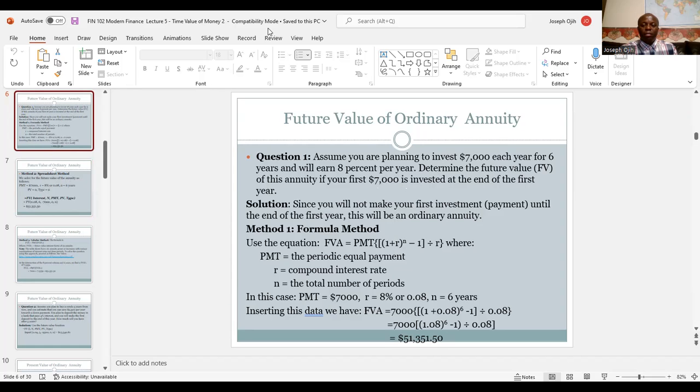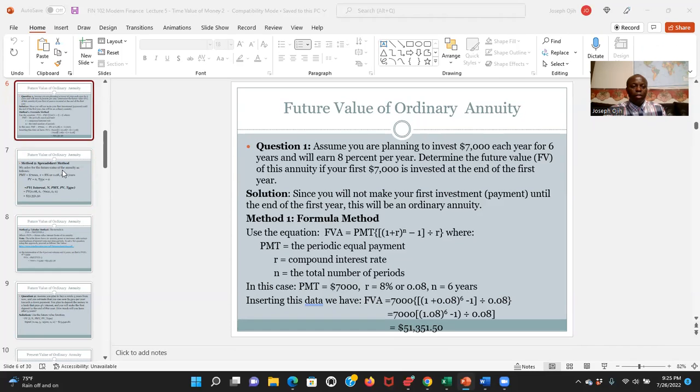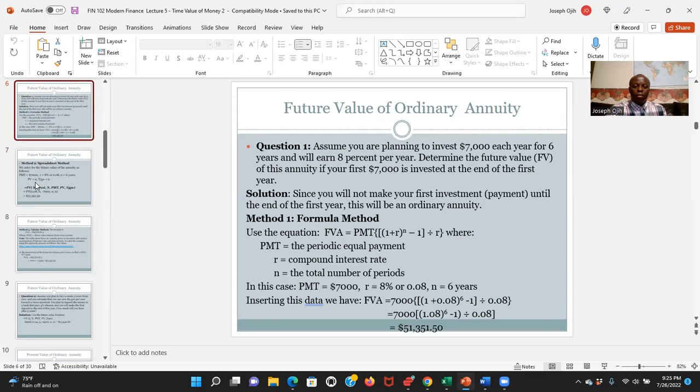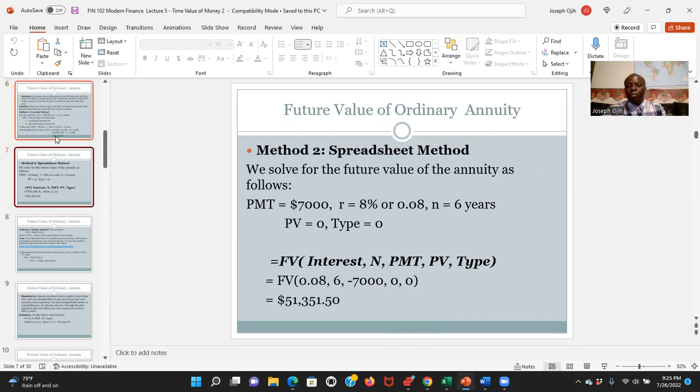Another way you can find this future value is to use the spreadsheet method. Actually, I want to use both of them. Let's look at the spreadsheet method. Then we'll look at the tabular method.